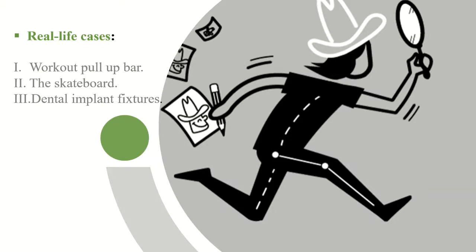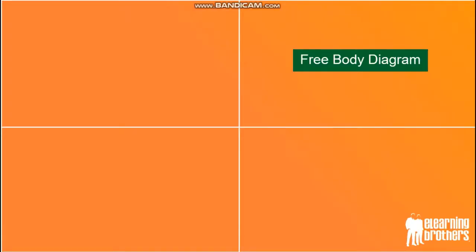There are three cases we will discuss in this video. The first one is the workout pull-up bar, and then the skateboard and the dental implant fixture. Alright, hello. Assalamualaikum. My name is Muhammad Ikmal. I will talk about LO1, about axial loading and also torsional loading in real life examples.